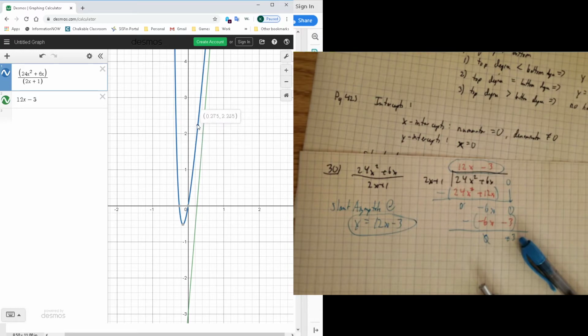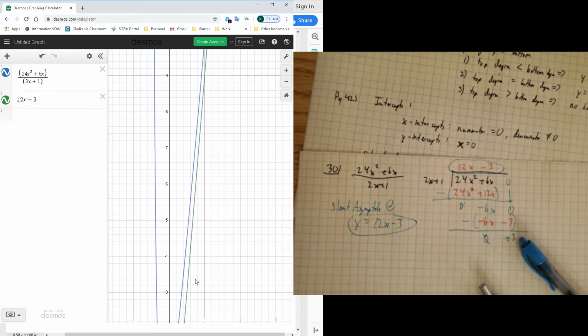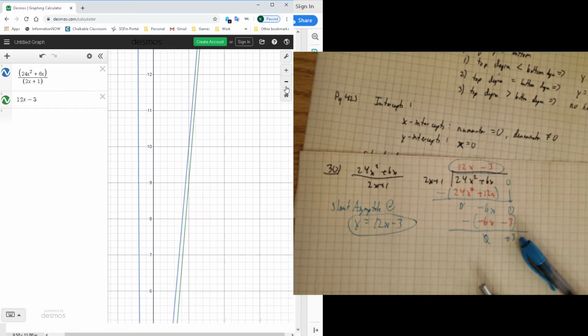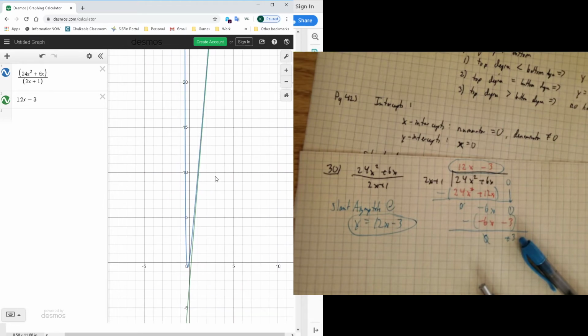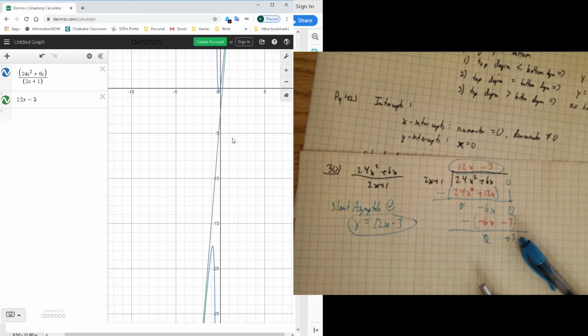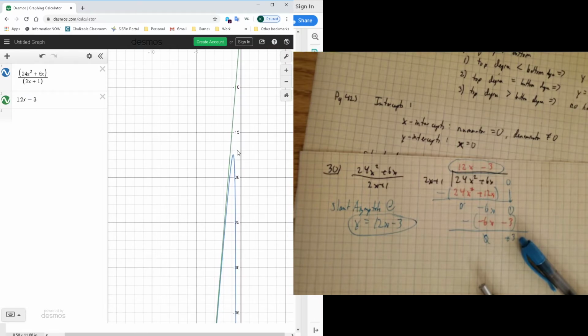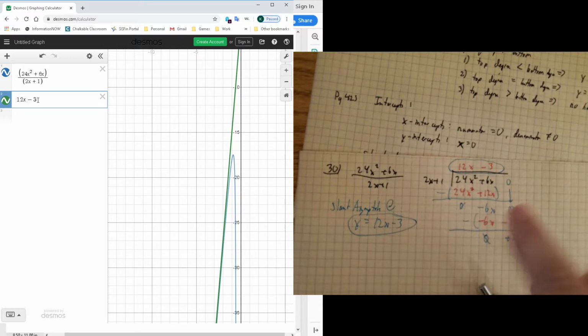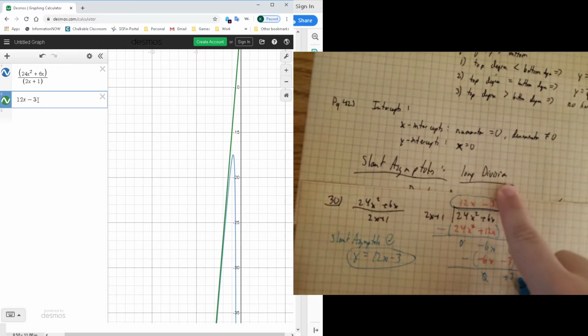See my blue line? How it gets closer and closer to that green line? And the farther up we go, it gets closer and closer still, until eventually you can't even tell the difference between them. That's an asymptote, right? We're approaching the line. Same thing happens down here. And so this is our slant asymptote, which we can find using long division.